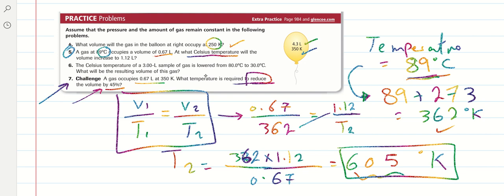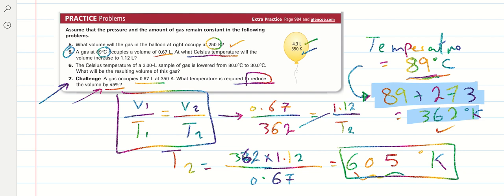But here I want to convert. Again, how to convert from Celsius to Kelvin? Add 273. And this is step number 1. Please don't forget it. Don't forget to add 273 to get the temperature.